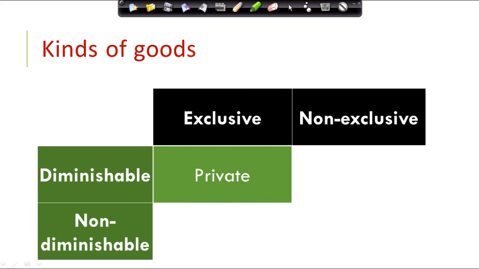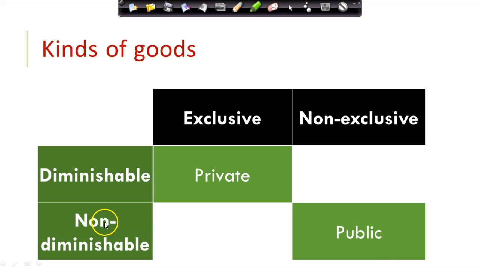But what about the case of a good which is non-diminishable? That is, as more people consume it, it doesn't diminish in quantity. And at the same time, it's non-exclusive. That is, once the good comes into existence, no one can be excluded from enjoying the benefits of it. That kind of good, which might seem a little bit magical to you, is called a public good. We'll see an example of that in a second and it'll be clearer.